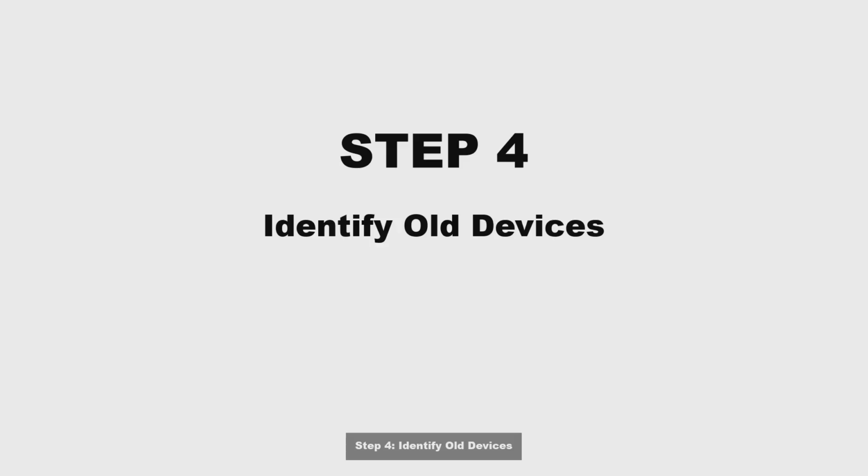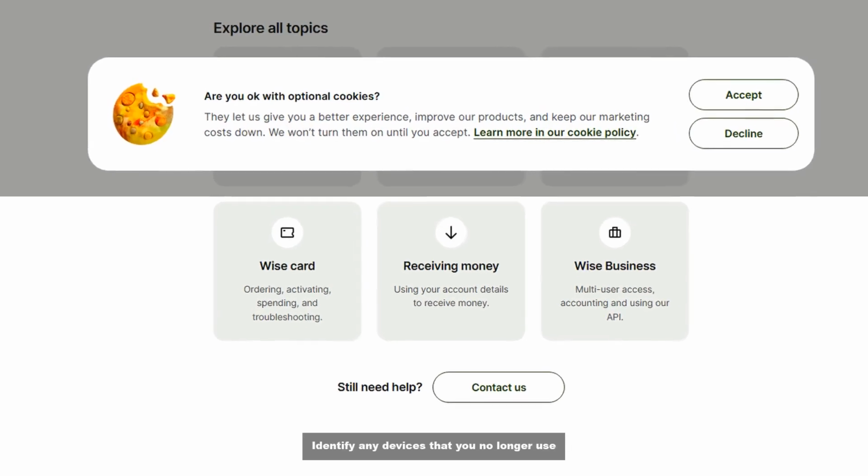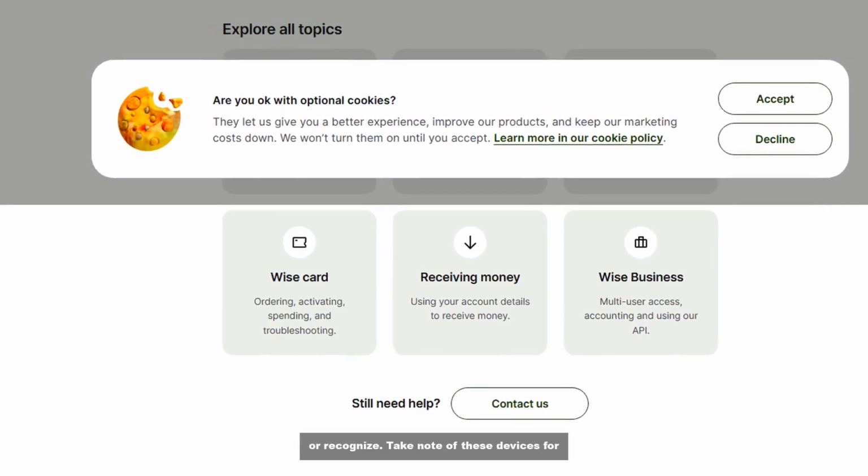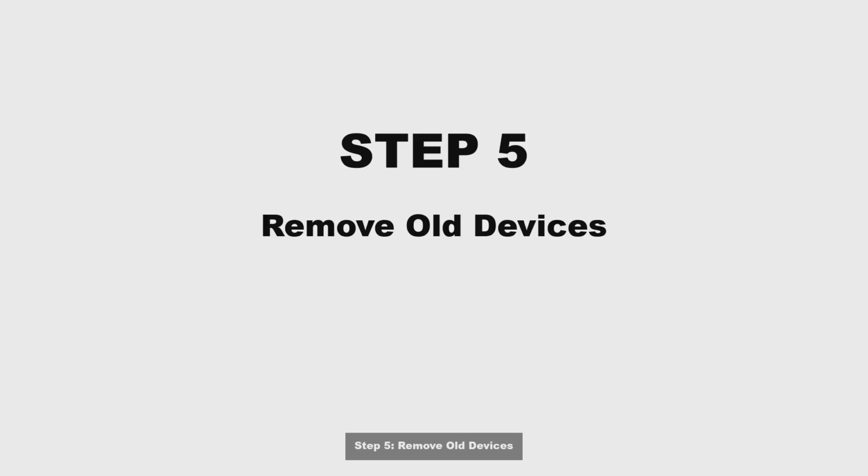Step 4. Identify old devices. Review the list of connected devices. Identify any devices that you no longer use or recognize. Take note of these devices for removal.